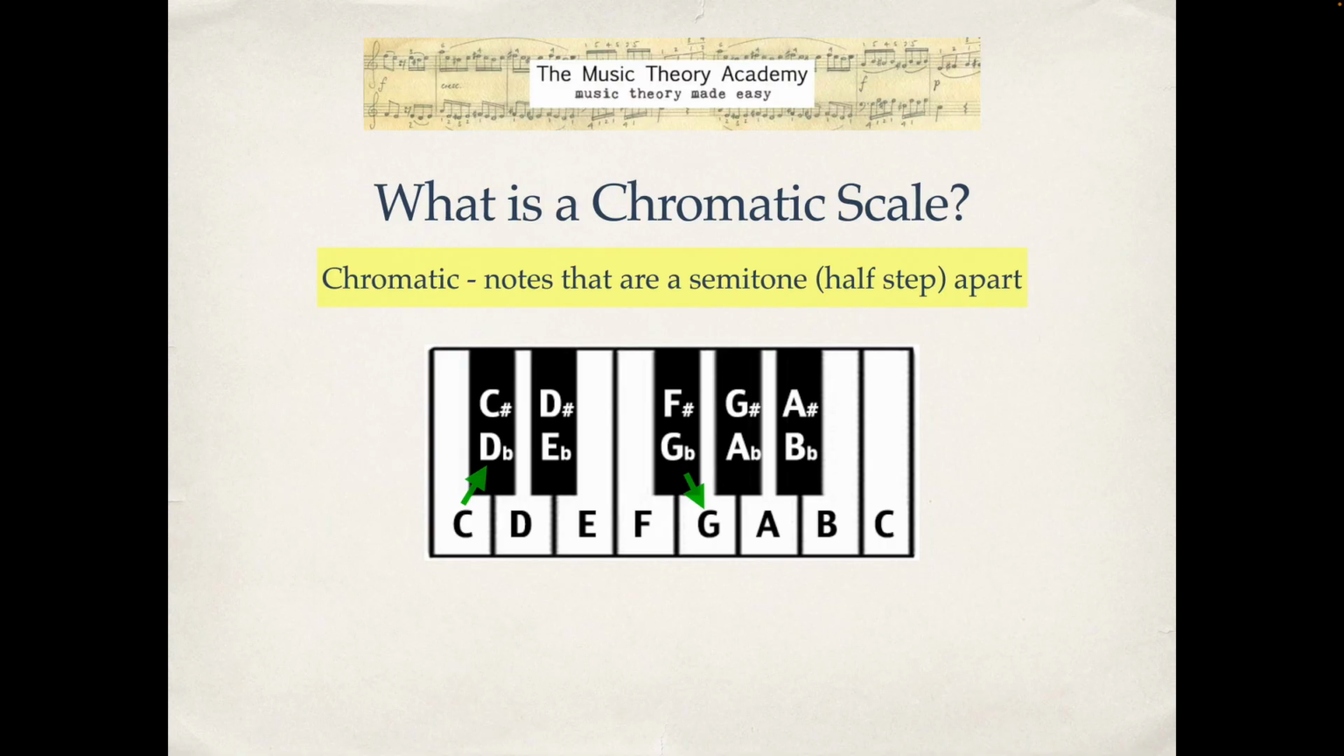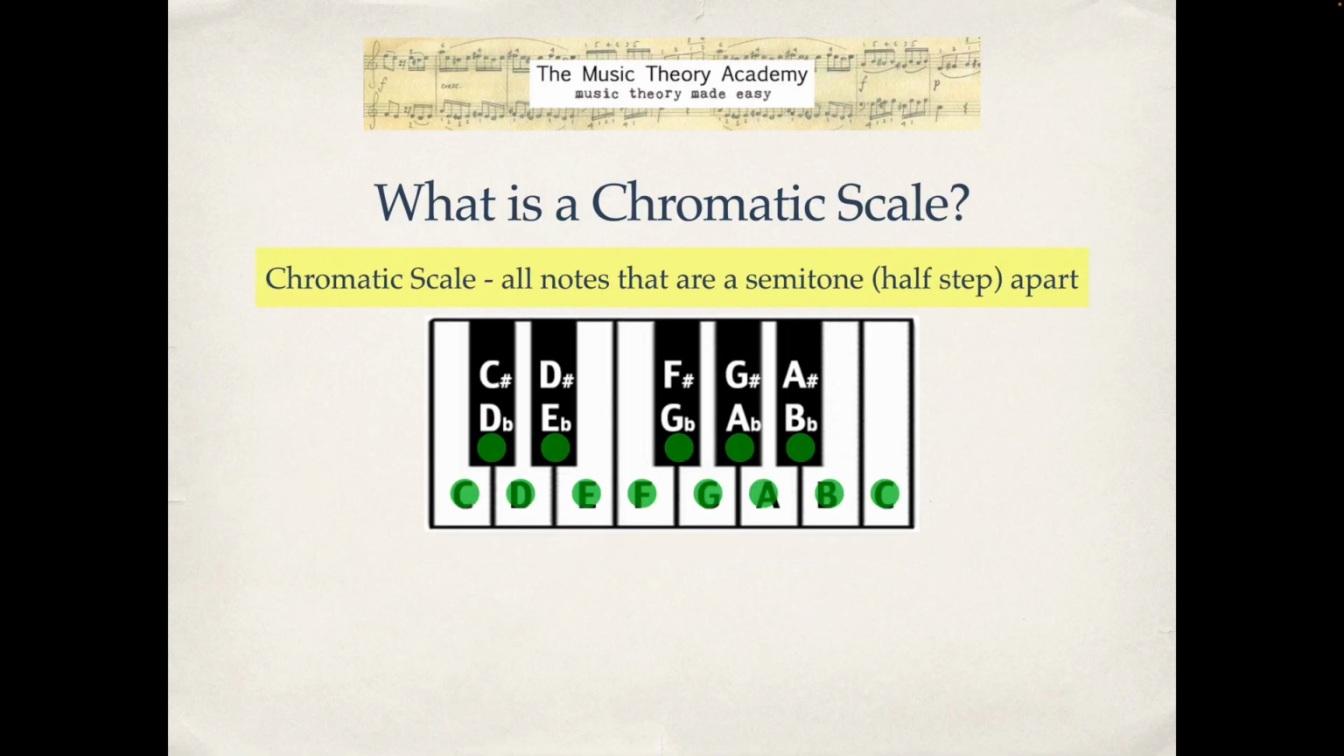Now sometimes you can have two white notes that are also a semitone apart. B and C would be an example of this. If we start on C and come down to B, that is a semitone or a half step apart. That's because there are no notes in between the C and the B. Some white notes, however, if we go from D to E, this is not a semitone, this is a tone, because there is another black note in between it. The semitone would be D to D sharp or E flat. So chromatic refers to notes that are a semitone or a half step apart.